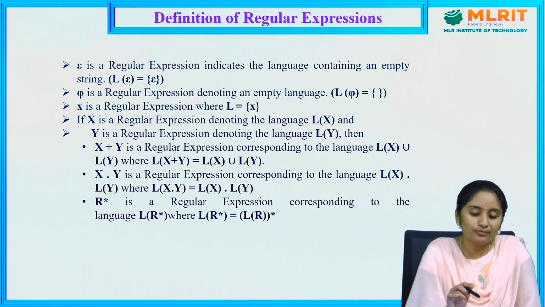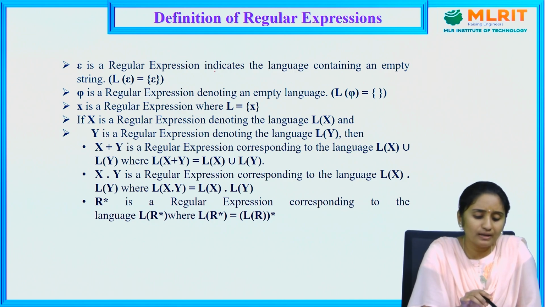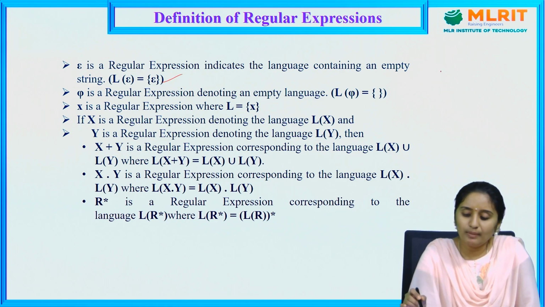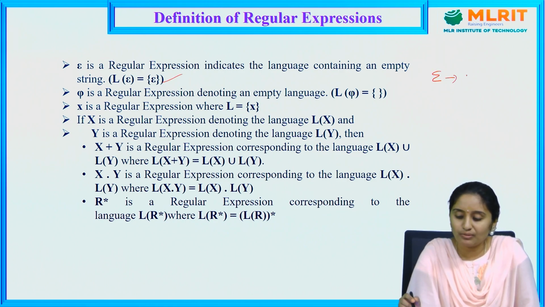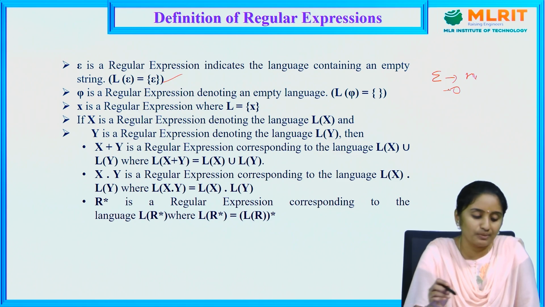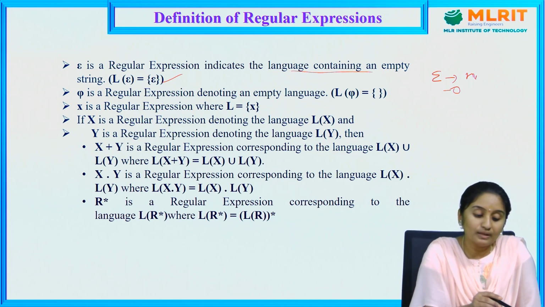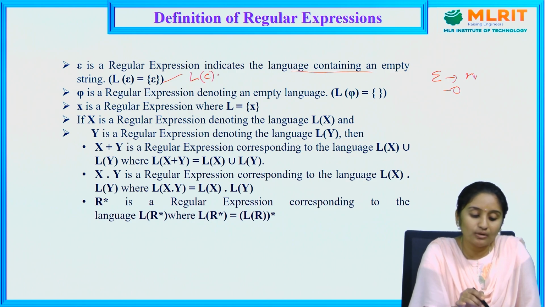So the definition of regular expression. Epsilon is a regular expression indicating the string containing the empty string. Here epsilon represents an empty string, which is nothing but the null string. The length of the string is 0. It indicates the language containing an empty string. How it can be represented is L of epsilon, where L is the language, and it can be represented in the form of a set.